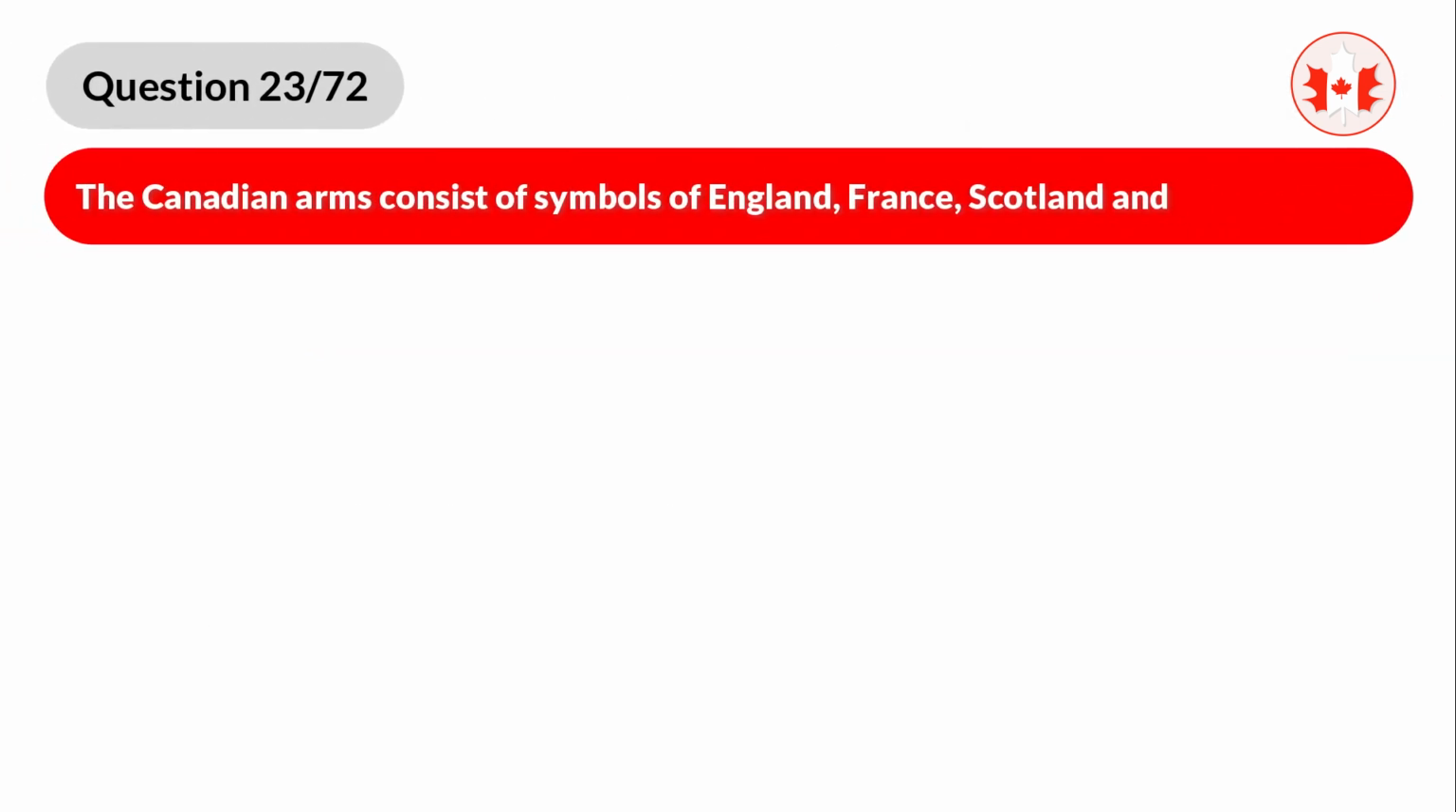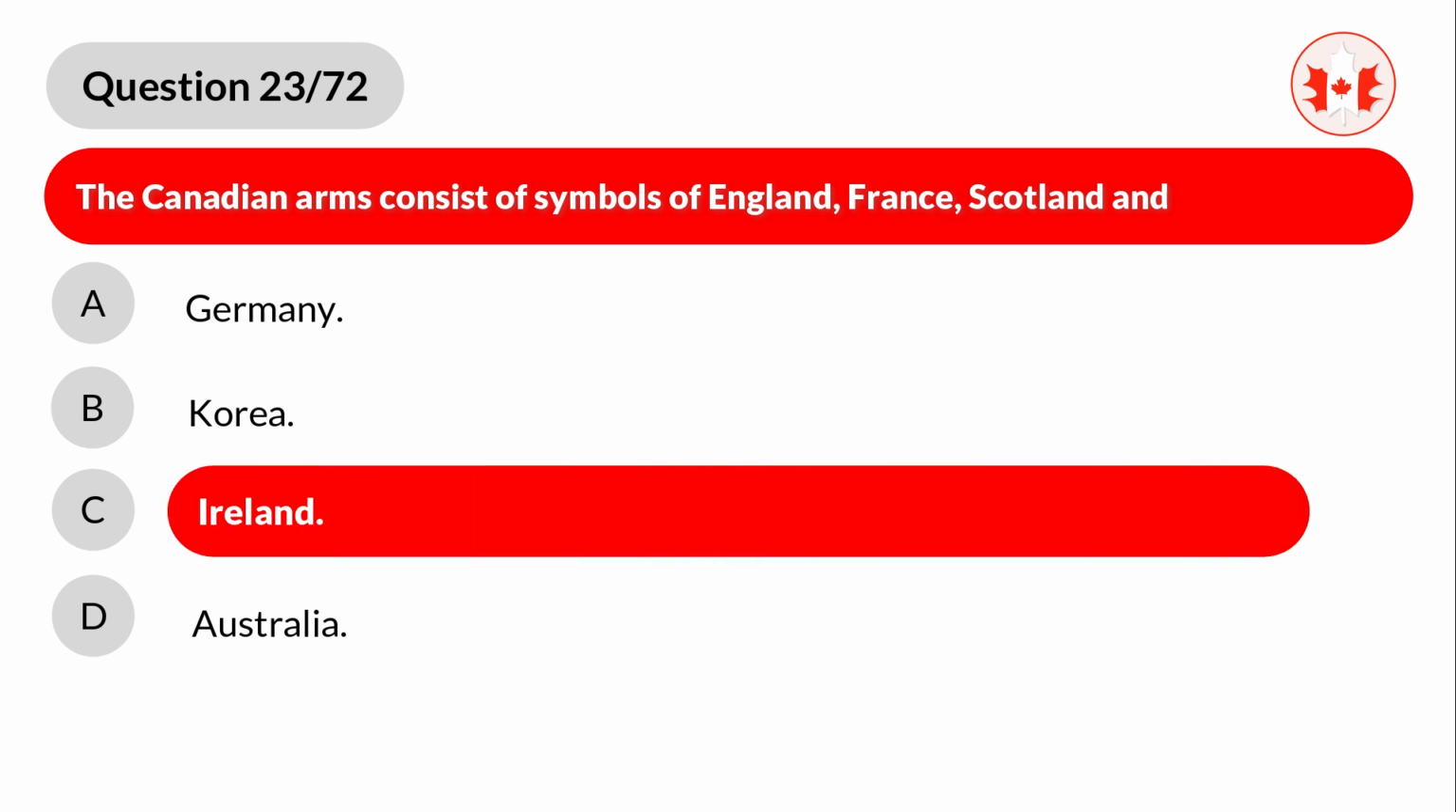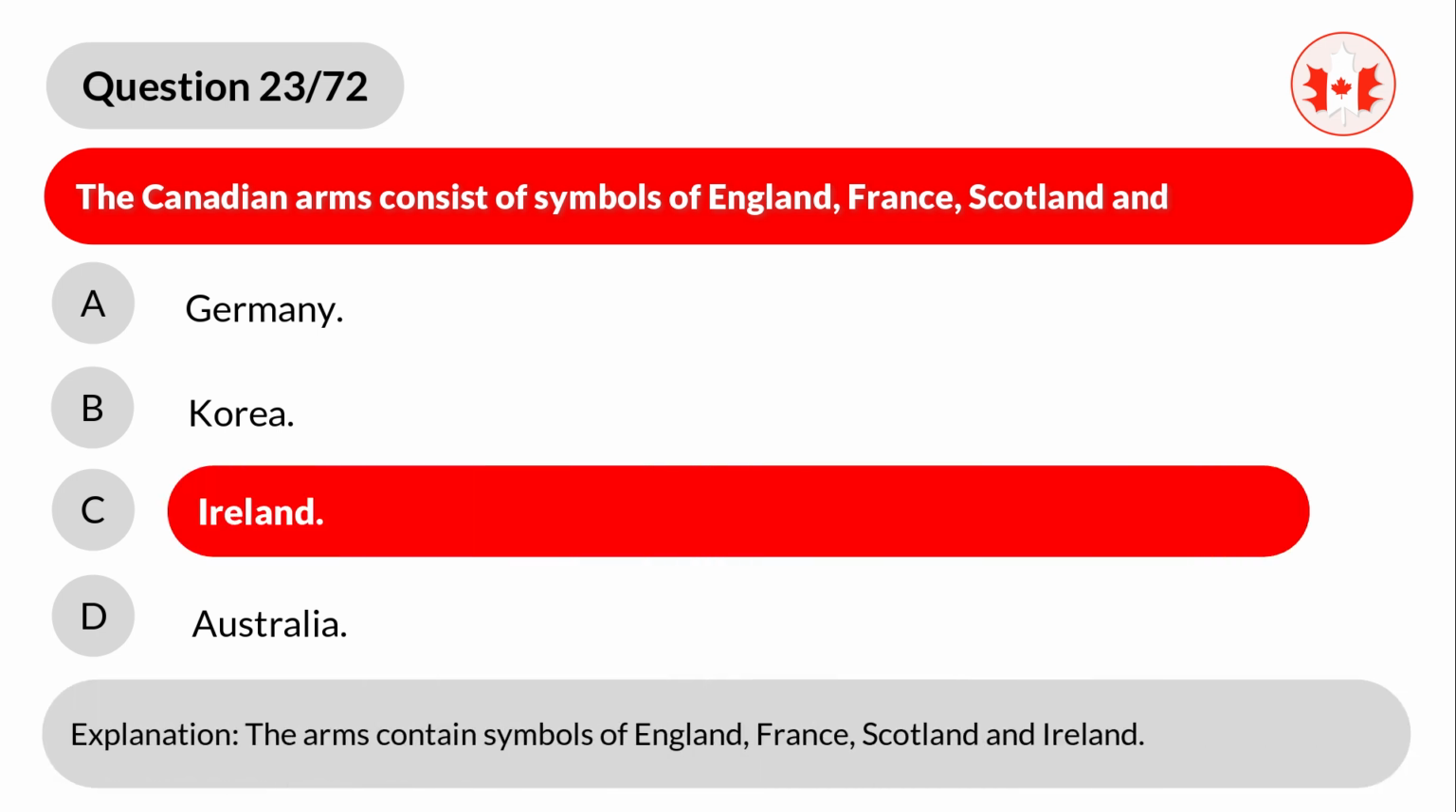Question 23. The Canadian arms consist of symbols of England, France, Scotland and A. Germany. B. Korea. C. Ireland. D. Australia. The correct answer is C. Ireland. Explanation: the arms contain symbols of England, France, Scotland, and Ireland.